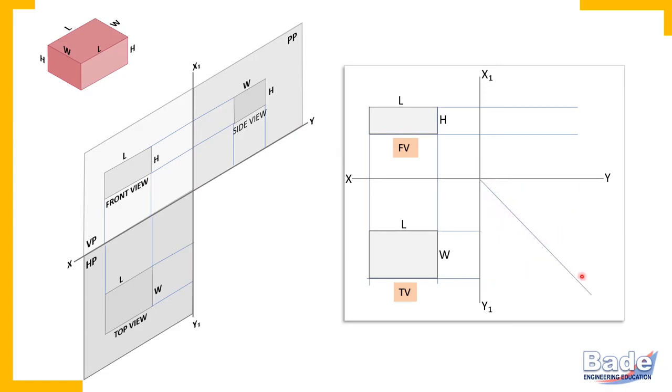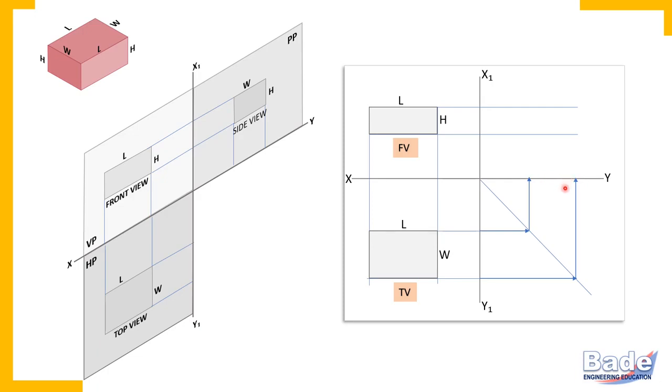You may draw a line at an angle of 45 degrees to the xy line and the x1, y1 line. So this line is drawn at 45 degrees to the xy line and 45 degrees to the x1, y1 line. Now extend these projectors up to that 45 degree line and then bend them by a right angle. This is how you have transferred this width in the side view. So this width has appeared horizontally in the side view.